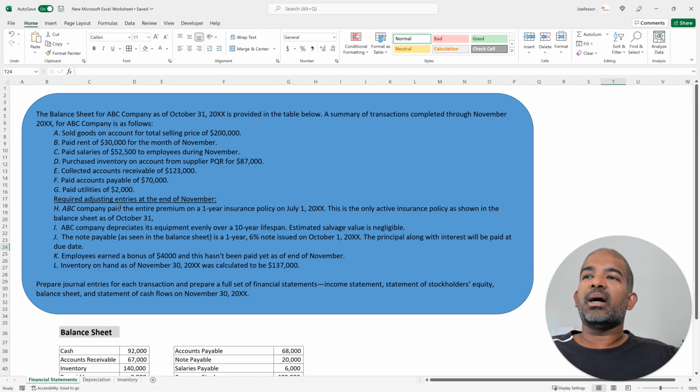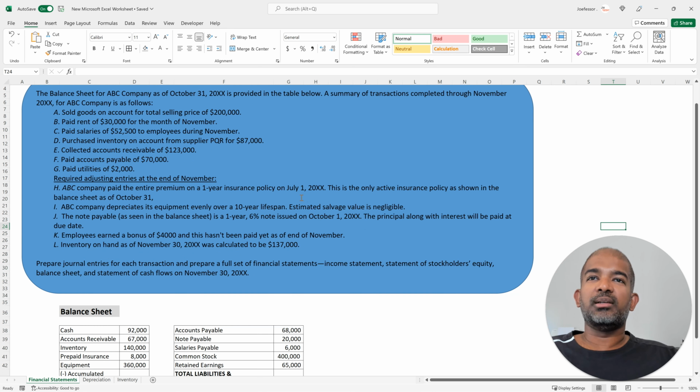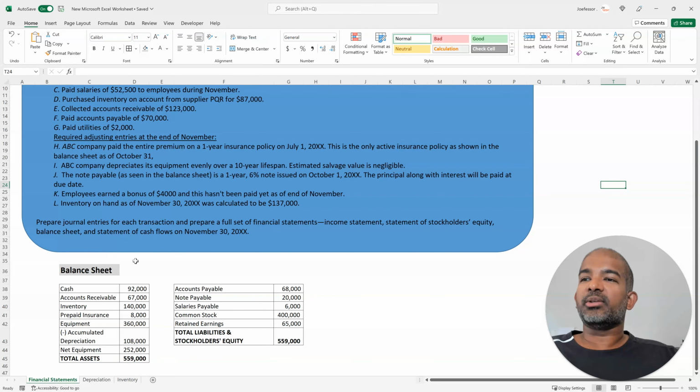Next, required adjusting entries at the end of November. We need to make a few adjusting entries for the end of the month. Section H, ABC company paid the entire premium on a 1-year insurance policy on the 1st of July. This is the only active insurance policy as shown in the balance sheet as of October 31. In the balance sheet you can see that there is prepaid insurance of $8,000, as of the end of October, and the premium was paid on the 1st of July.